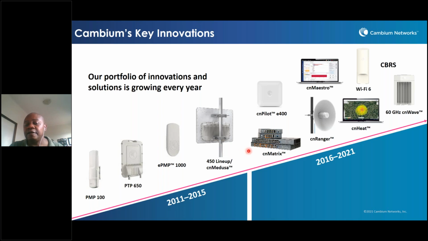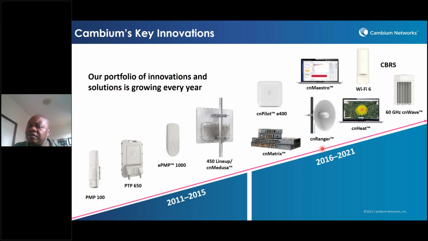In the 2016 timeframe, we added Wi-Fi. We started with our own Wi-Fi called CN Pilot. These are indoor, outdoor, and home routers. Somewhere around 2018, we added switches. So we have our own switching line, CN Matrix, and that's because we firmly believe there's convergence between the LAN and the WAN. That line is getting blurry.